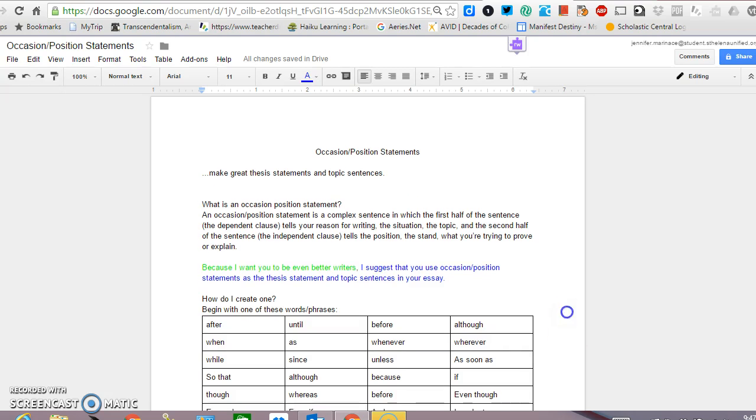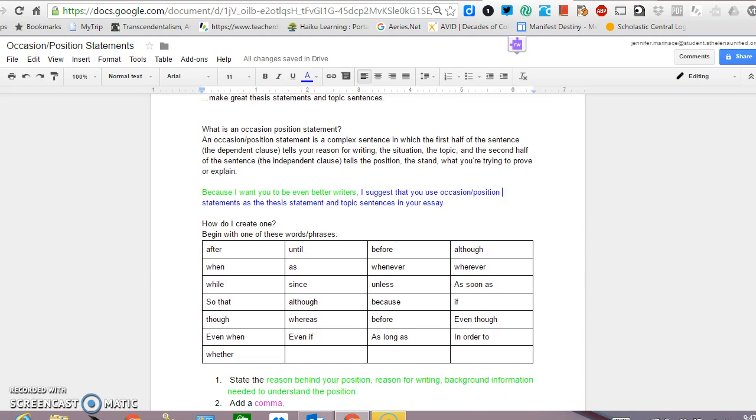So here's an example. Because I want you to be even better writers, I suggest that you use occasion position statements as the thesis statement and topic sentences in your essay. The green part is the dependent clause. That could not stand on its own. If you just wrote, because I want you to be even better writers, you couldn't put a period there. It doesn't make sense. That's dependent on the second half of the sentence.